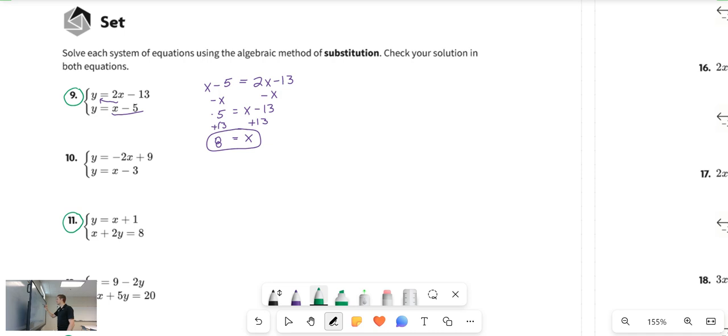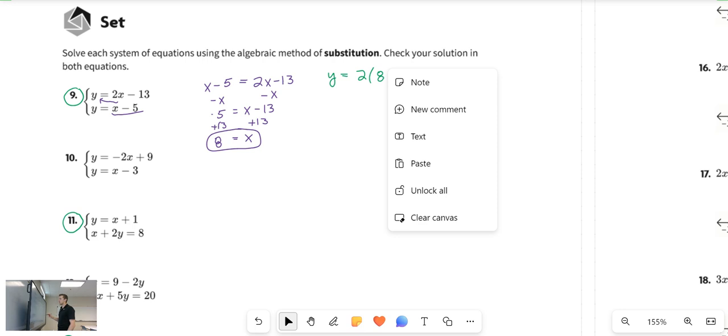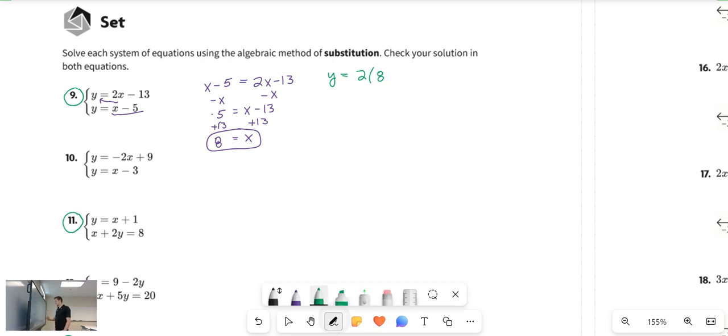All right, so if x equals 8, we'd have y equals 2 times 8 minus 13, right? Which is the same as saying y equals, what's 2 times 8? That's 16 minus 13. So this is y equals 3. So the first equation says that y equals 3.